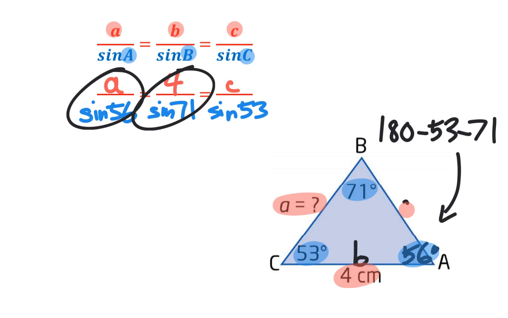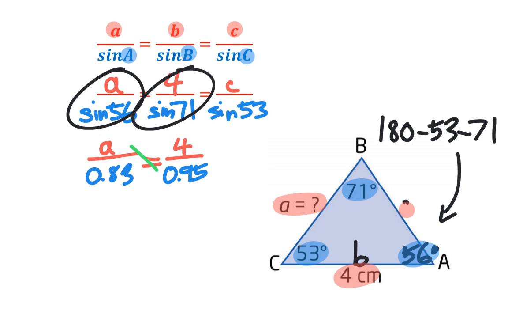Down here, I'm going to rewrite my lowercase a and sine 56. If you put that into your calculator, you should get a decimal, and it's going to be approximately 0.83. Again, I'm going to put my number 4 right over here, and sine 71. You can definitely use a calculator to figure that out, and you should get approximately 0.95. This should look a little familiar to you.